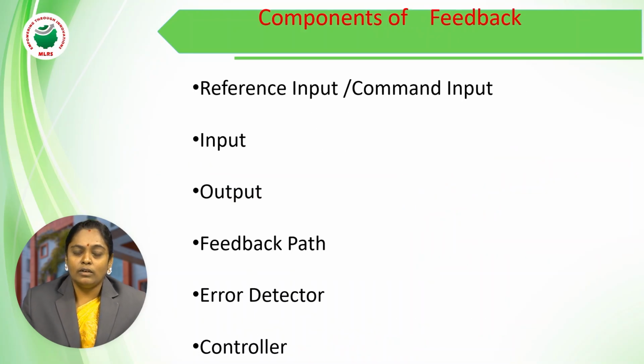So we have five to six main components for the feedback. The first one is a reference input, the second is input, third is output, fourth is feedback, fifth is error detector, and the sixth one is a controller. So let me take an example of a feedback control system.